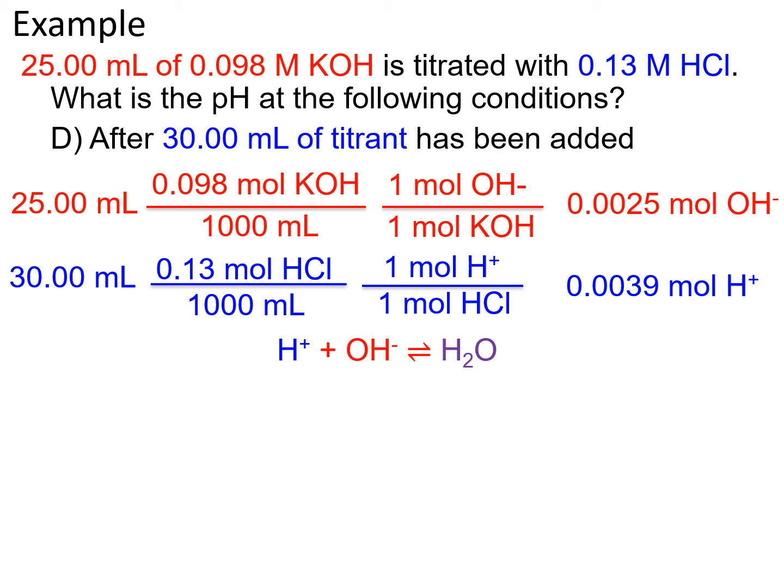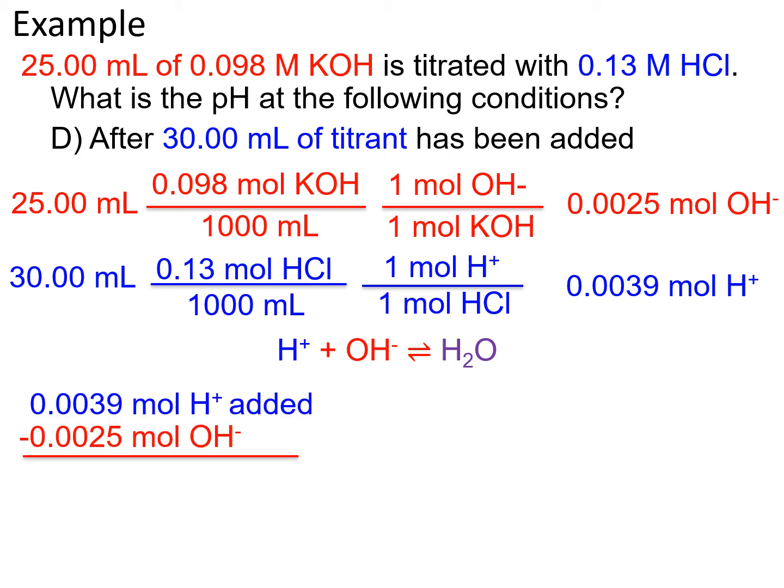My acid and base are going to react. We can see here from our moles that I now have more acid than base. So I'm going to subtract how much hydroxide is present. This gives me a new number of moles of my acid.